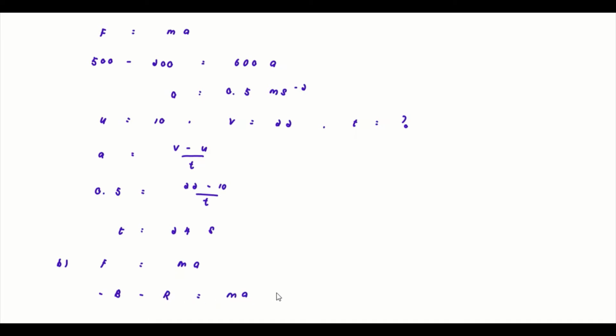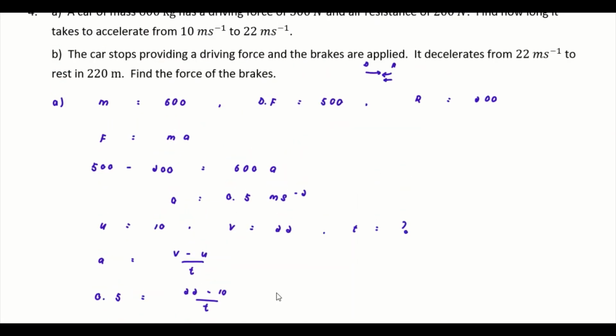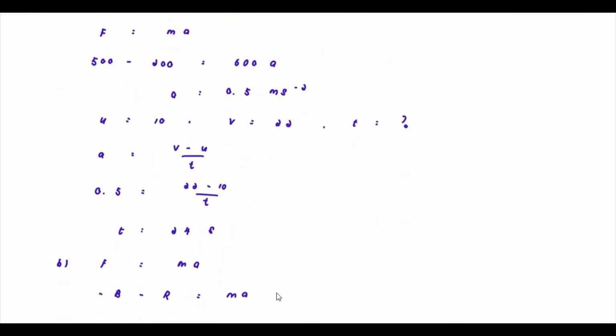In this case, we need to find out what our acceleration is, then only we can proceed. It decelerates from 22 meters per second, which means our initial velocity is equal to 22. To be at rest, its final velocity is 0. The total displacement is 220, and we can find a.